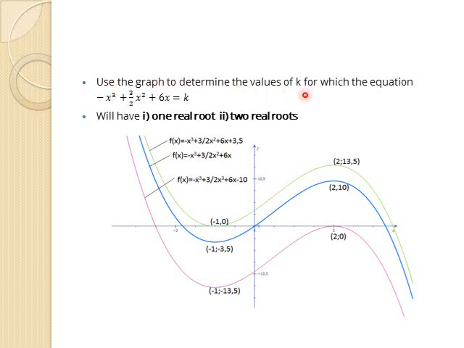Use the graph to determine the values of k for which the equation minus x cubed plus 3 over 2 x squared plus 6 equals k will have first 1 real root, second 2 real roots. Before you can answer this, we assume that you got the two stationary points. The graph in blue there is the original graph. There's a stationary point at minus 1 and minus 3,5, and 2 and 10.